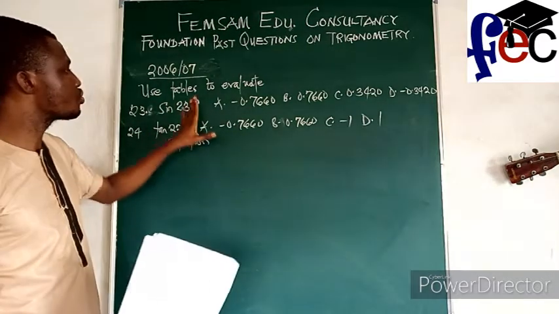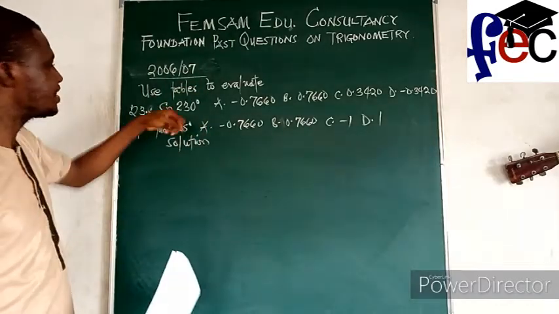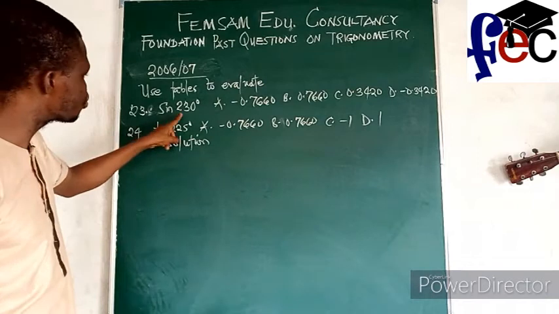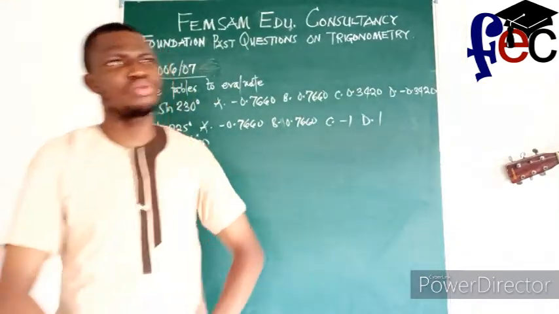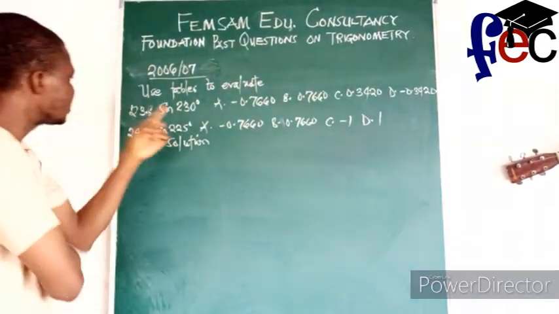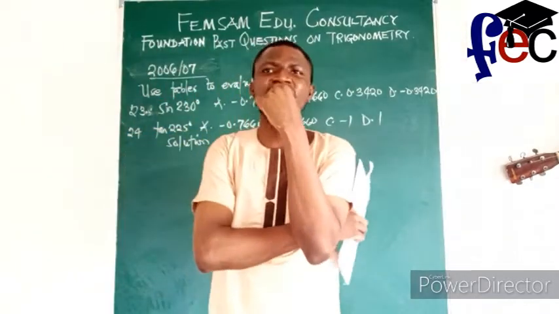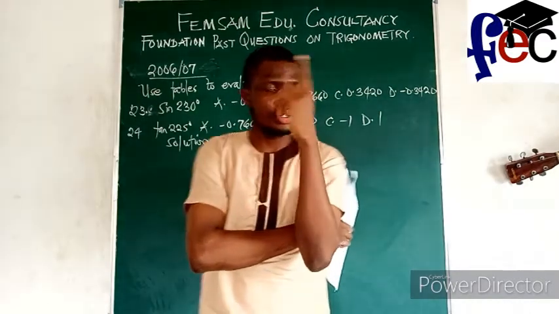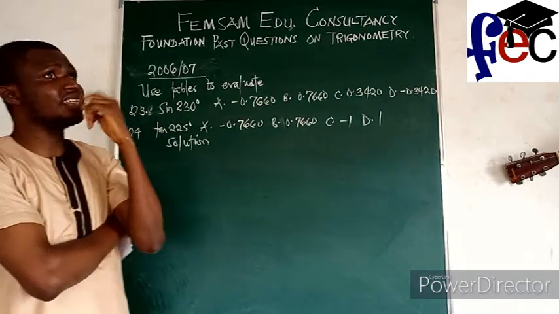So what they want you to do when they say use table is that they do know that inside the statistical table, or what you call the four-figure table, angle 230 degrees is not available. So what are we going to do? Now you will realize that this angle 230 degrees can be equivalent to an angle in the first quadrant, because this angle lies in the third quadrant.